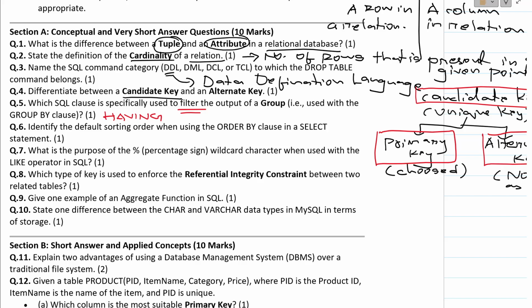Identify the default sorting order when using the order by clause in select. Default we know, ascending order, yes or no? Default is ascending order. Whenever you are sorting anything, what's the default one? Very easy to guess as well if you do not know the answer. Or you can say ASC order. Both of them will be correct.